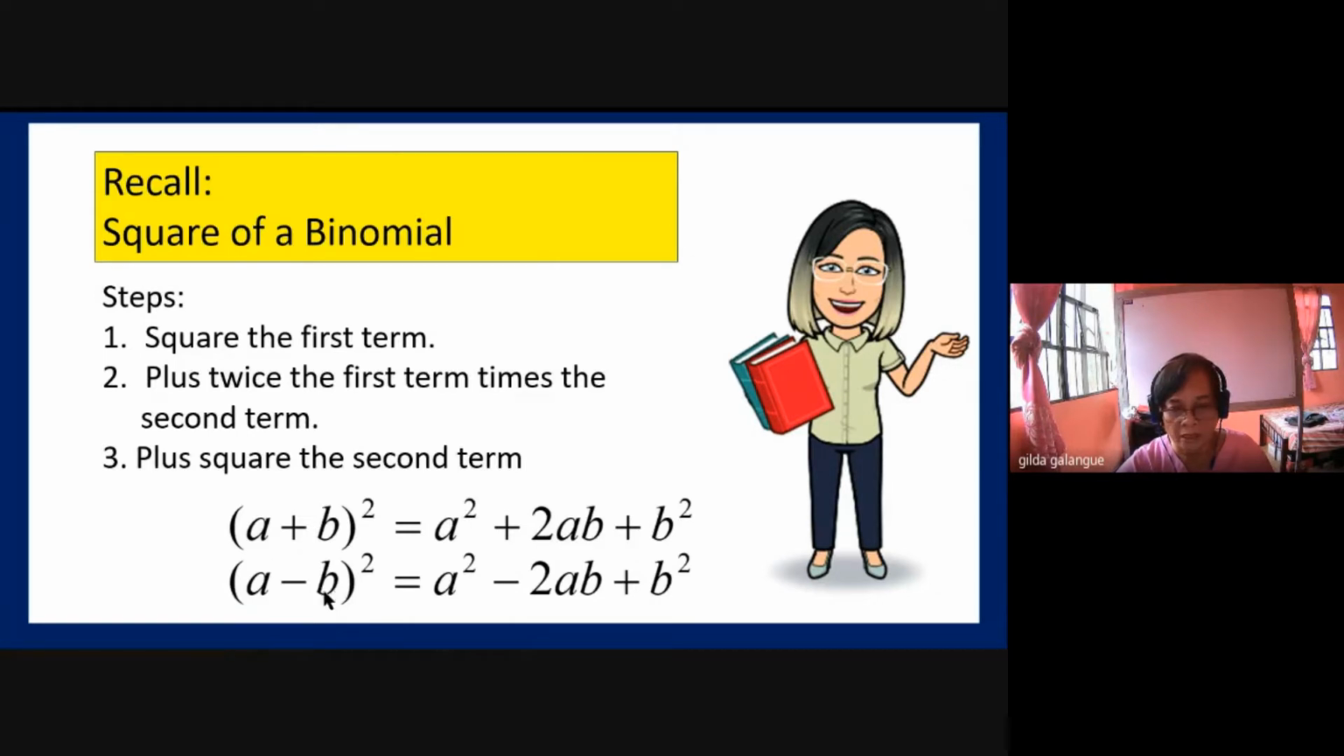If the given is a minus b quantity squared, the only difference is the sign of the middle term. Instead of positive 2ab, it will become negative 2ab. So a minus b quantity squared equals a squared minus 2ab plus b squared.